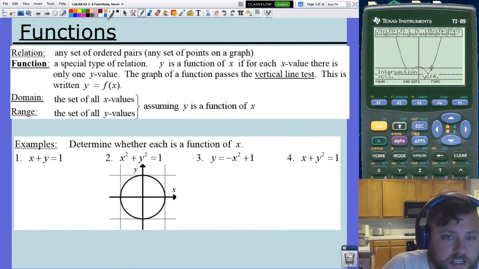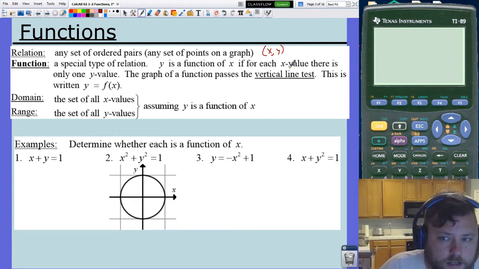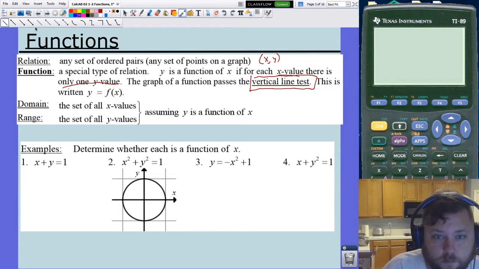A relation is sets of ordered pairs. That means x, y's. So when you have two numbers, they form a relation. That's points. A function is a relation where for each x value, there is only one y value. And sometimes we can prove this through the vertical line test. So if you graph something, and if you ever draw a vertical line that crosses it more than once, it's not a function. All right?